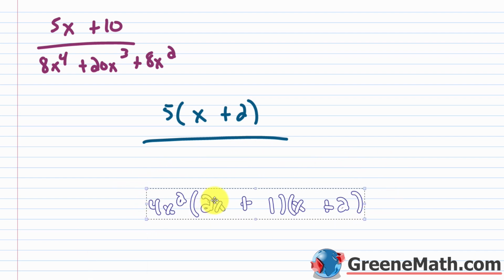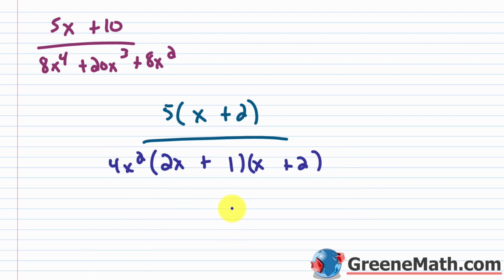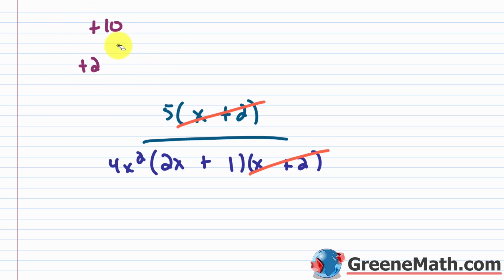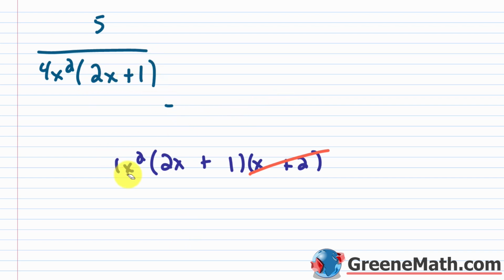Now, when we look at this guy, can anything cancel? In other words, do we have any common factors between the numerator and denominator? Yeah, we have a common factor of x plus 2. So let's get rid of that. Let's remove this from here. And let's write this guy as the simplified version, which is just a 5 over, you're going to have this 4x squared times the quantity 2x plus 1. Okay, let's get rid of this. It looks a lot easier to work with.